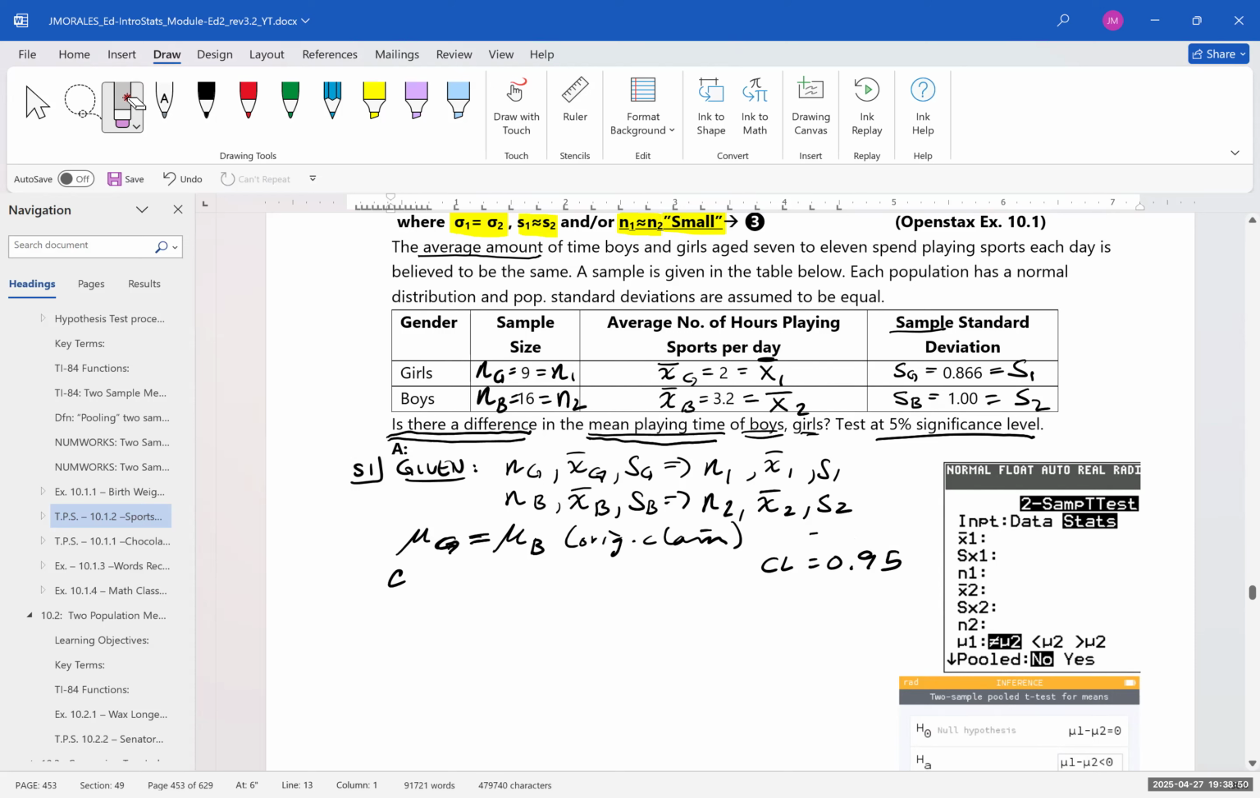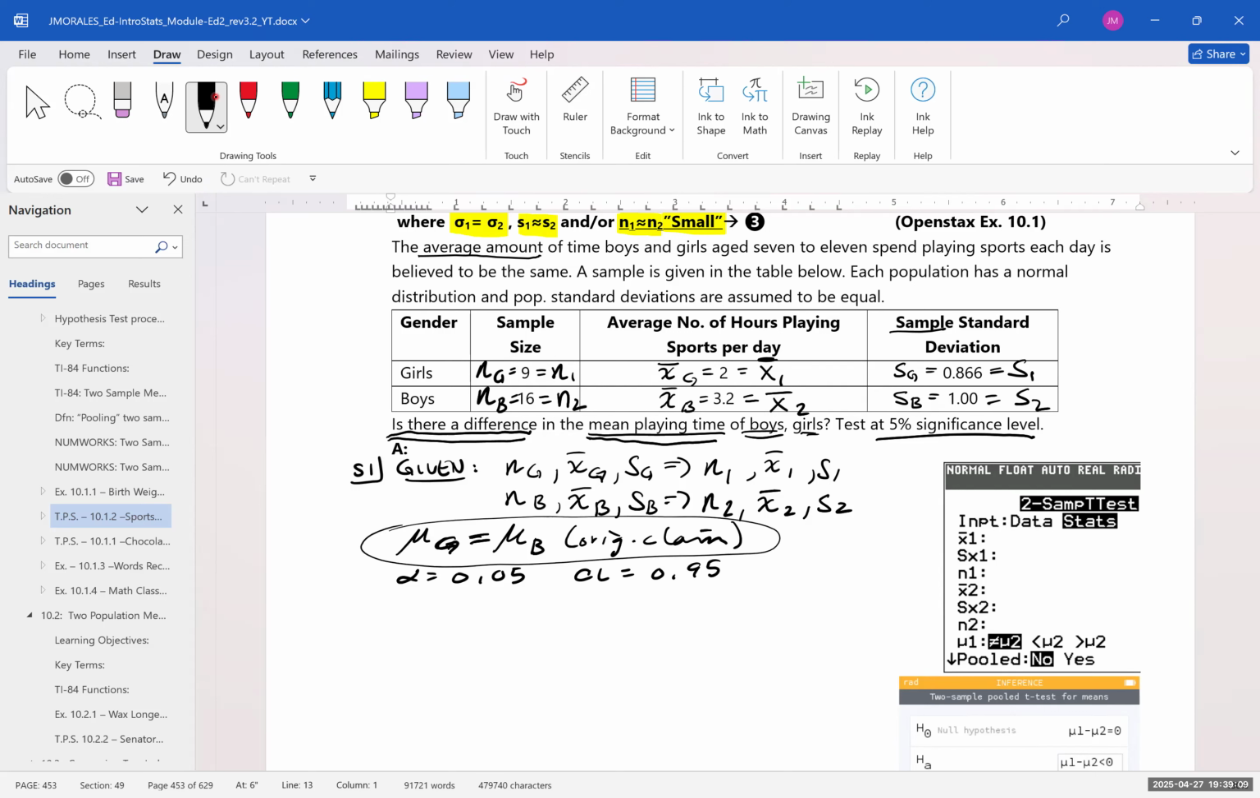All right, so let's erase this. We have a significance level of 0.05 and a confidence level of 0.95. Now, because we've got equals here, the other statement is going to be not equal to. And we're going to have to deal with a significance level that's cut in half. I kind of foresee that happening.